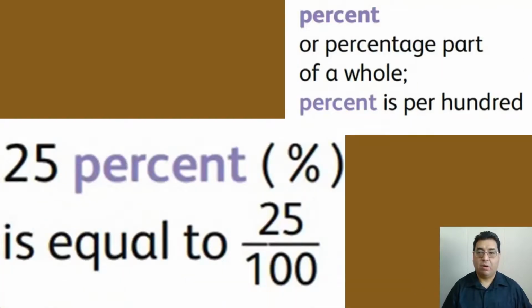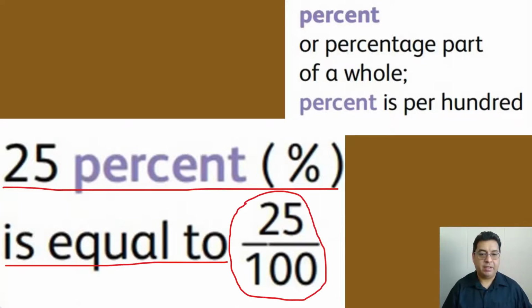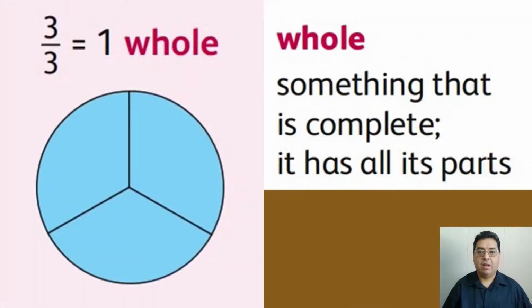Percent, or percentage, part of a whole. Percent is per hundred. So by the meaning of per hundred, I've got here 25% is equal to 25/100. Whole, something that is complete. It has all its parts. So in this example here, I've got a circle that's 3/3, which equals 1 whole.